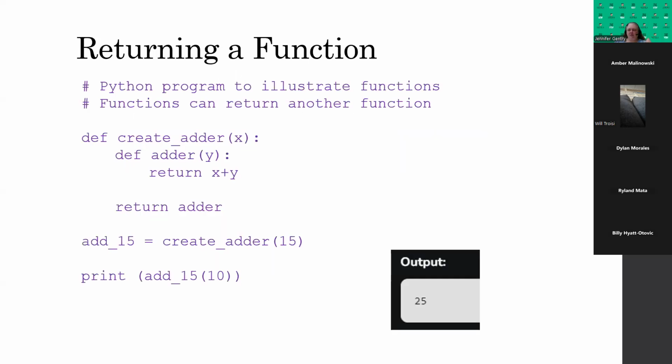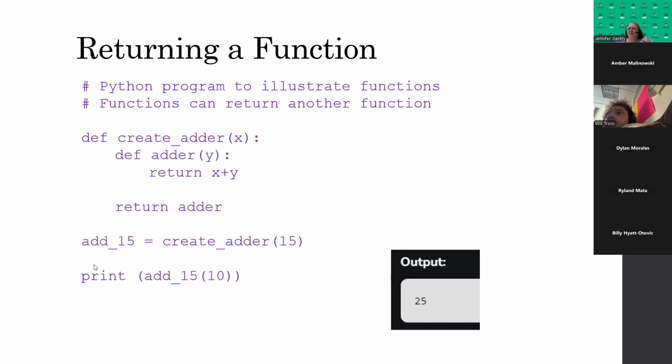Okay, returning a function. So this right here, I've defined create_adder(x), and then within that, I defined adder(y), and it's going to return x plus y, return adder. So I basically nested a function within a function, which is something that is unique. You can't do that in C, at least to my knowledge. Pretty sure you're not supposed to if you can.